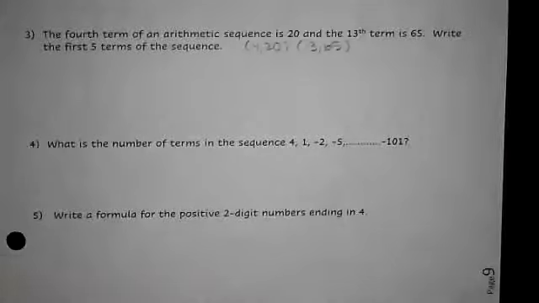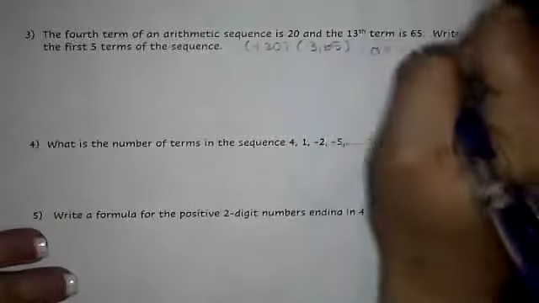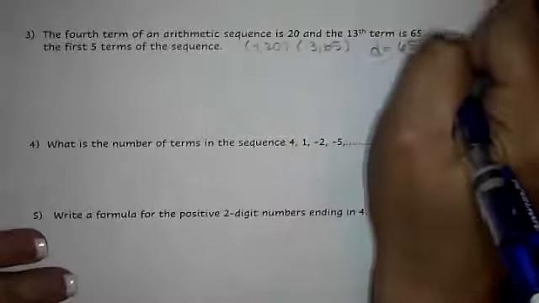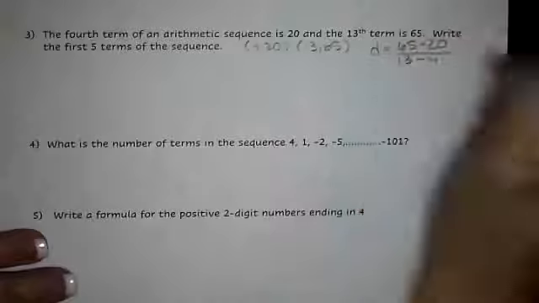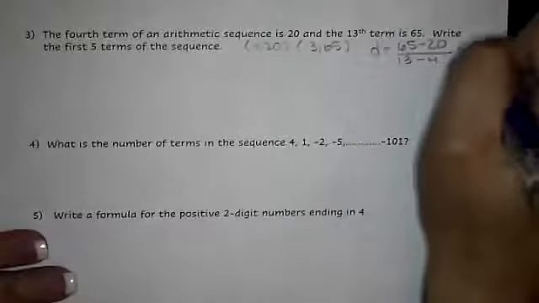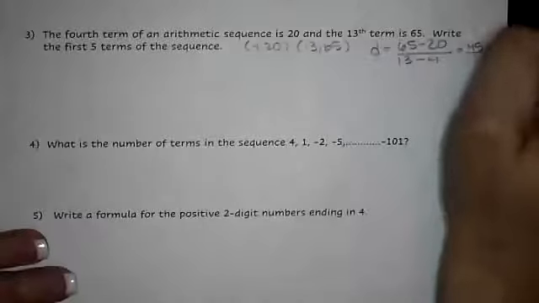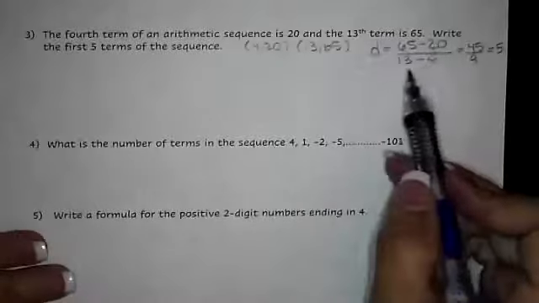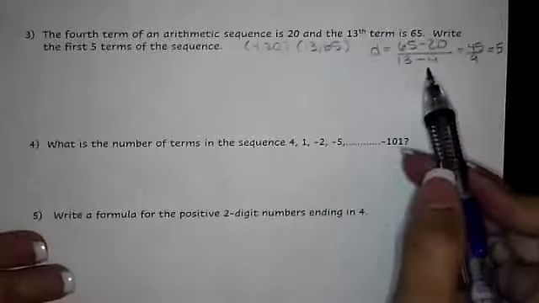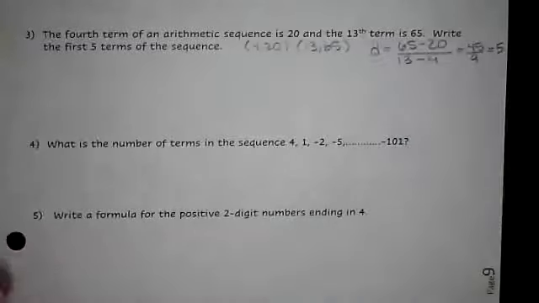Now that we have those 2 points, we can find D by finding that difference. So we would do 65 minus 20 over 13 minus 4. That gives us 45 over 9, which is 5. Again, just like the slope, you've done this before, the difference in your y's over the difference in your x's is going to give you that constant difference, the common difference, which is 5.